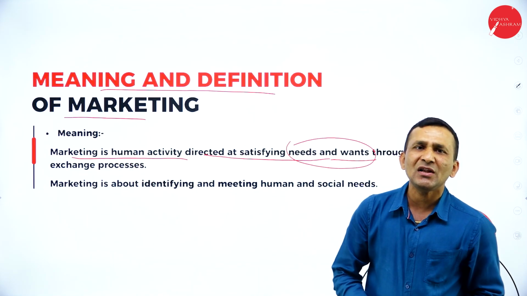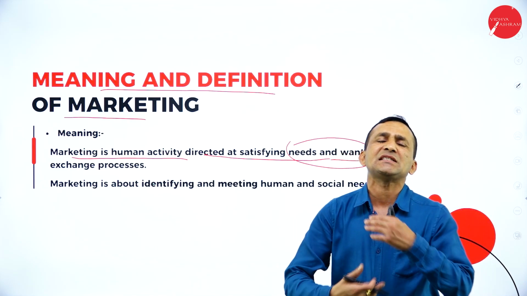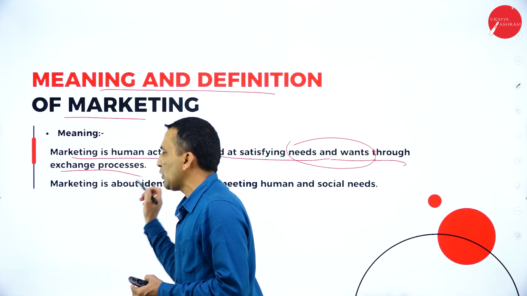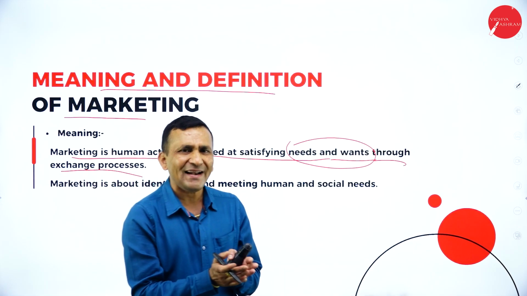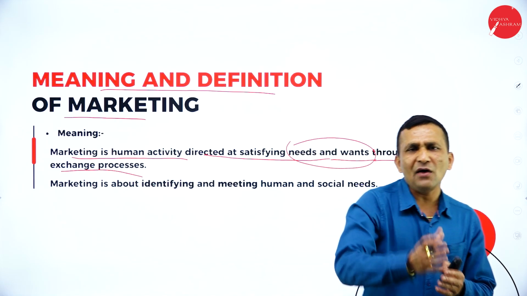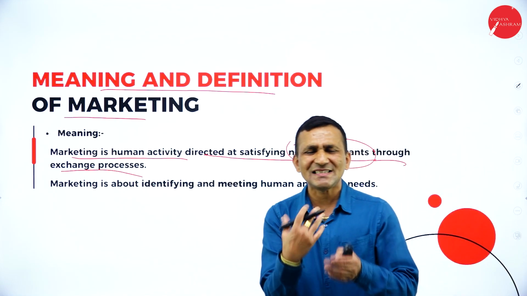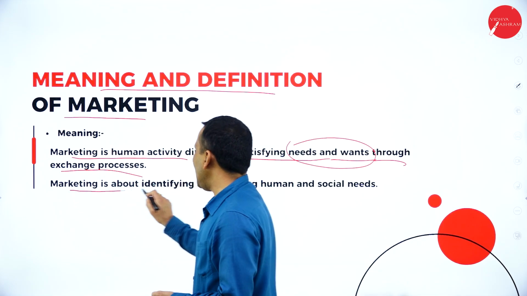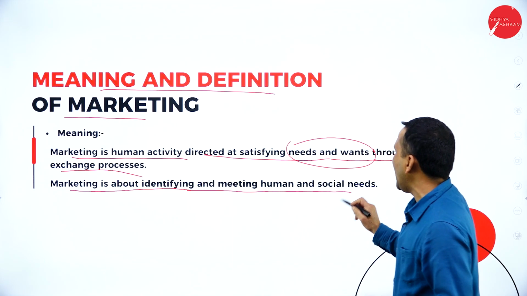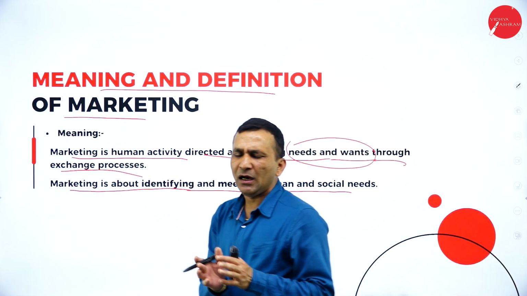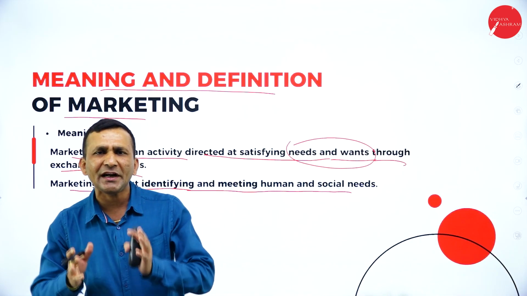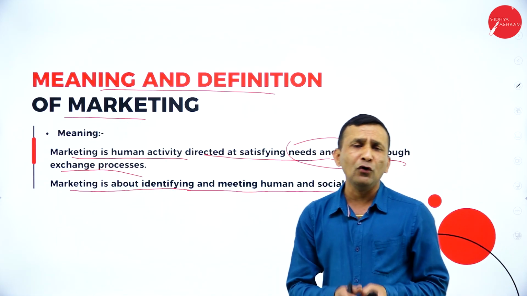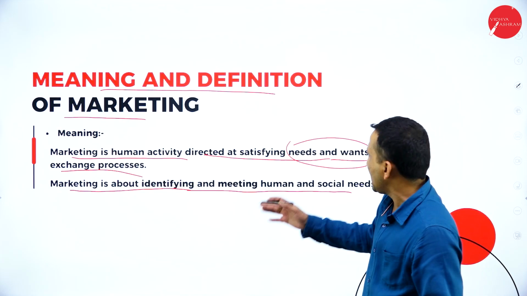Based on the needs and wants, the producer takes steps to produce the product, and through the exchange process, once the product is ready, we offer it to the consumer. At the same time we expect money from the customers because of the product's value. Marketing is about identifying and meeting human and social needs, because whenever the producer offers a product or service, the intention is to fulfill the consumer's requirement as well as social requirement.